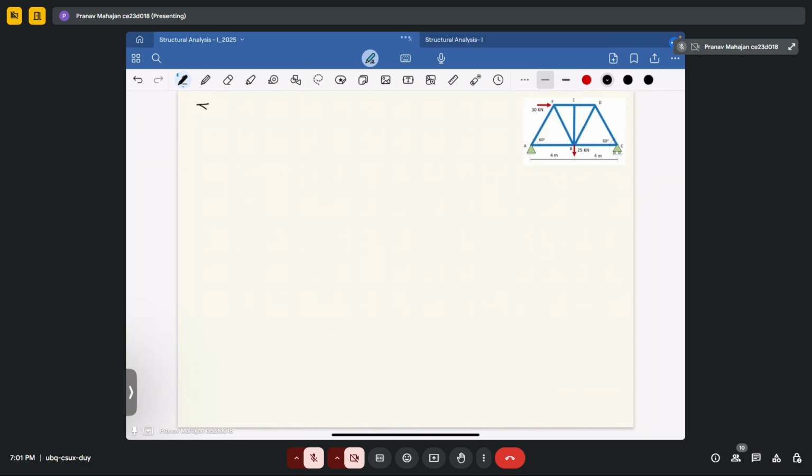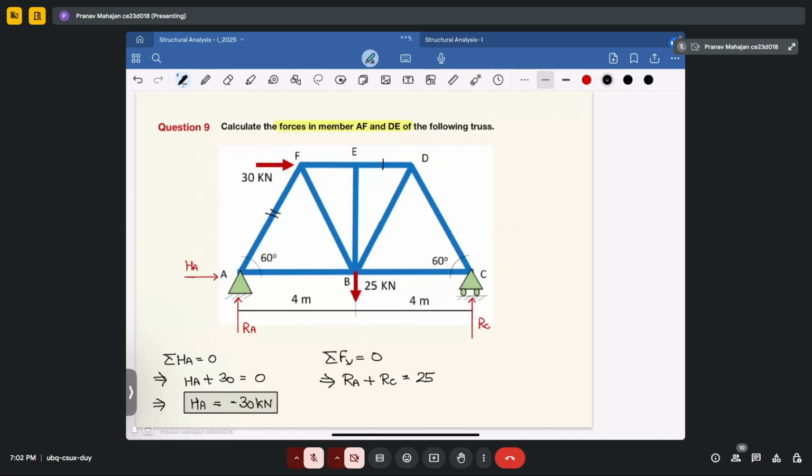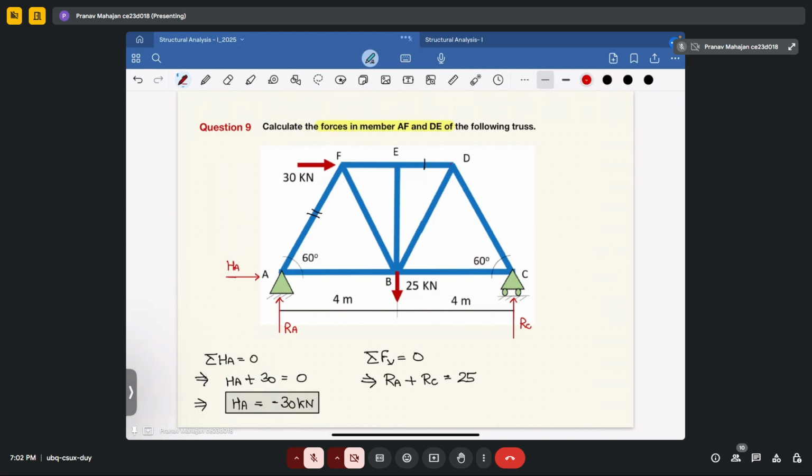So how will we determine this? Take moment about joint A equal to 0, taking clockwise moment as positive. So what will you get? 25 into 4 plus 30 into this member length.